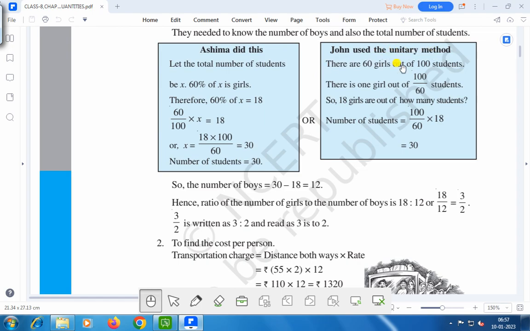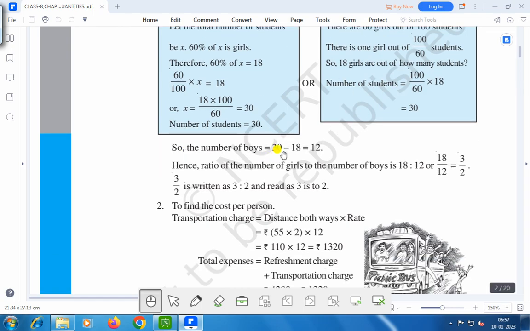John used the unitary method. There are 60 girls out of 100 students. There is 1 girl out of 100/60 students. The 18 girls are out of how many students? That is 30. So the number of boys, 30 minus 18, is 12. And the ratio of the number of girls to the number of boys is 18:12, that is 3:2.